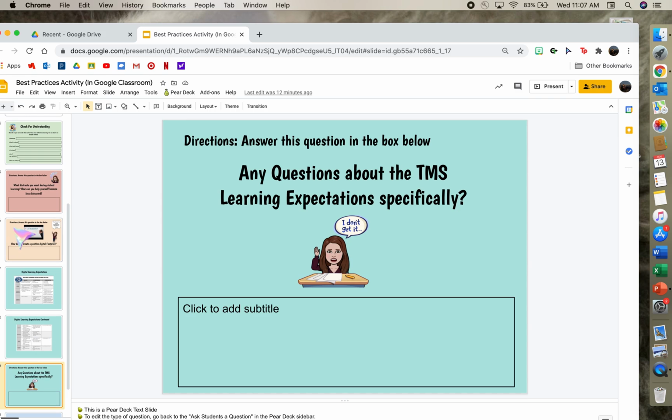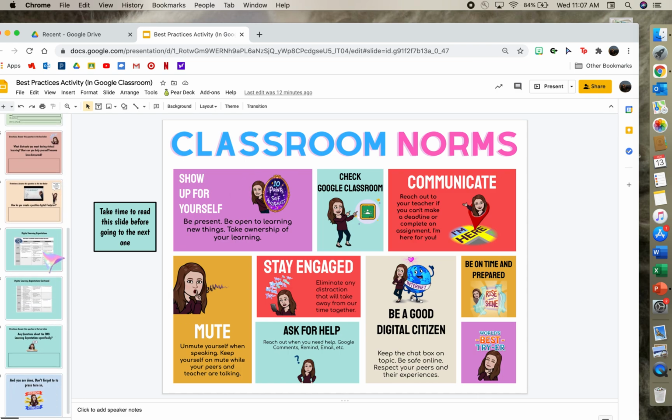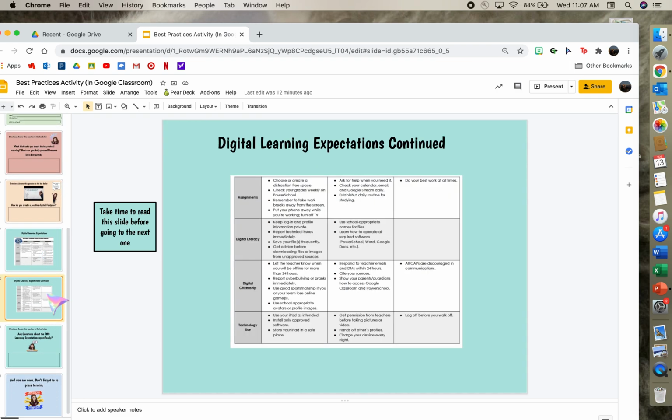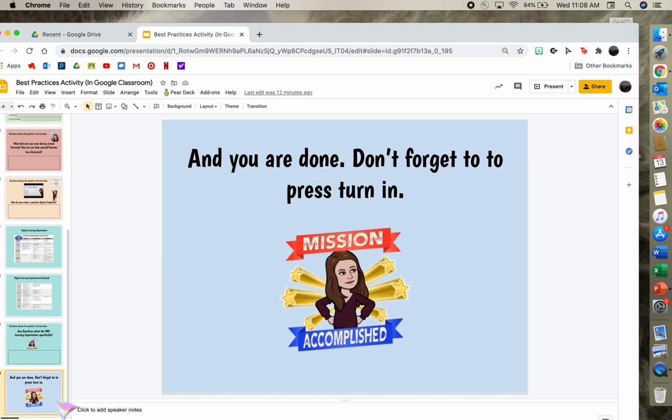Like I said, the first slide, the classroom norm ones, this is kind of my classroom norms. And these two right here are what we go over as a school. So you have the school expectations, and then you have my specific expectations. So if you have any questions about either one of those, you can write them into this box. But other than that, that's it.